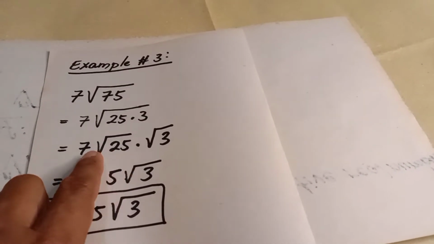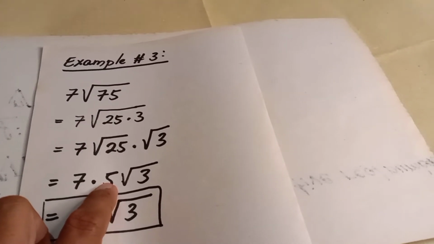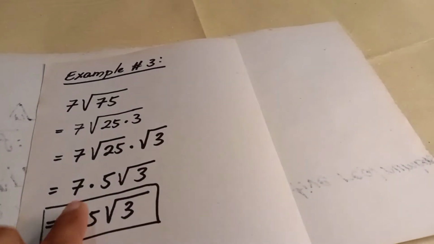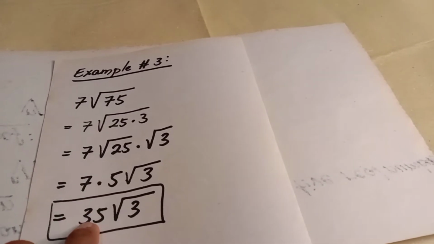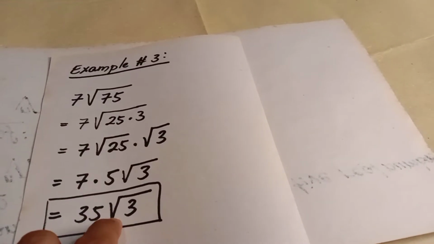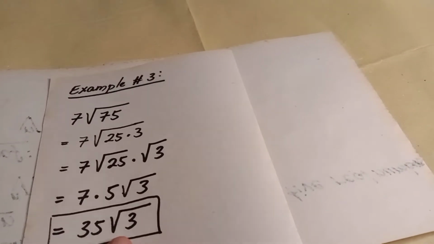So, copy the coefficient 7 and then ano bang square root of 25? It's understood, it's a 5. Diba? Square root of 25 is 5. Okay? Times square root of 3. So, 5 times 7, these two coefficients shall be multiplied to each other. So, 5 times 7 is 35 times the radical, which is 3. So, the final answer for example number 3 is 35 times the square root of 3.